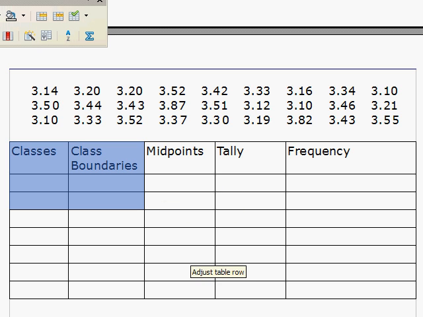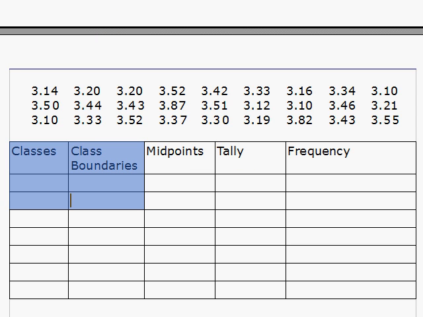Okay, so what we're trying to do here is set up the classes for this data. Let me get a pencil here. The first thing you do is find the smallest value and the largest value. The smallest value is 3.1, and the largest value is 3.87. So here I'm going to mark these again.